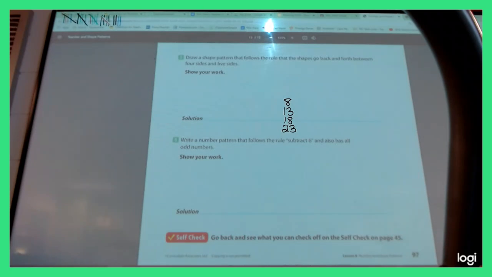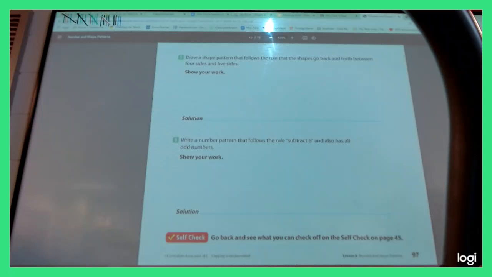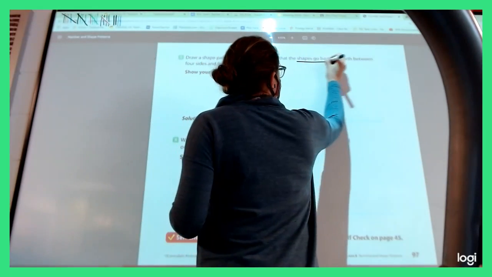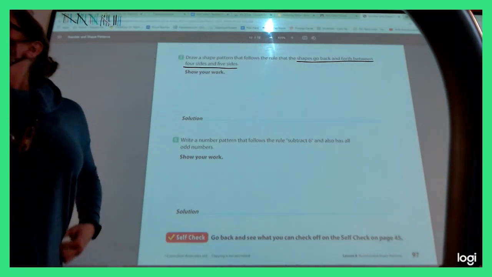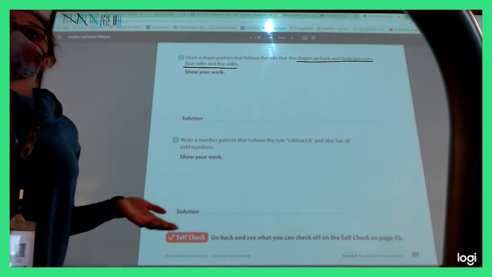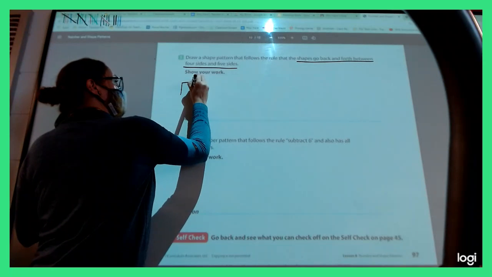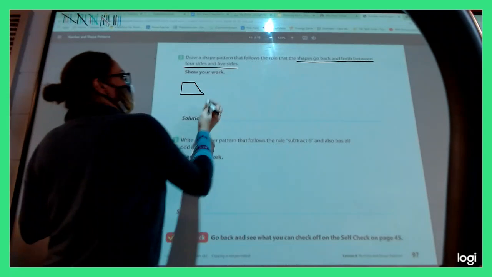Number 5. Draw a shape pattern that follows the rule that the shapes go back and forth between 4 sides and 5 sides. That's all you got to do, okay? So a 4-sided shape, you can choose any quadrilateral in the world. I'm going to do a trapezoid because they're kind of fun. As long as it's 4 sides, it'll work. And then you need a 5-sided shape.